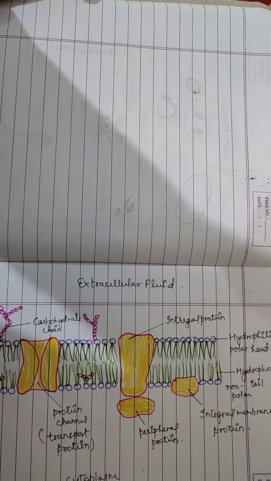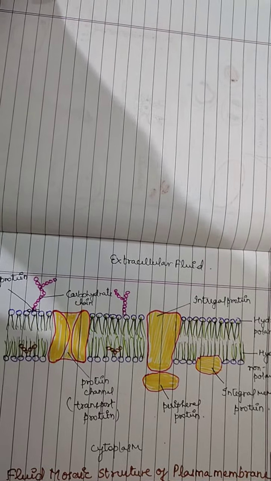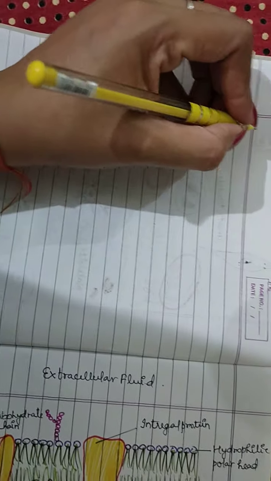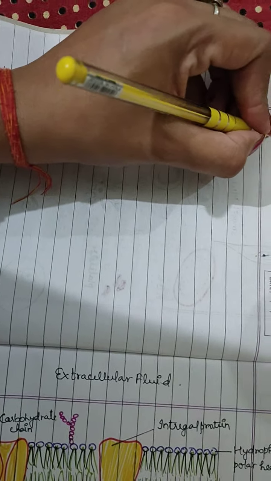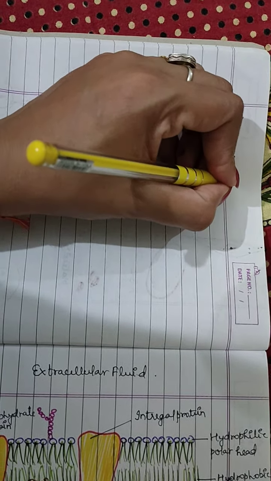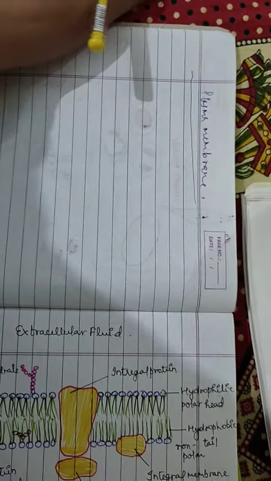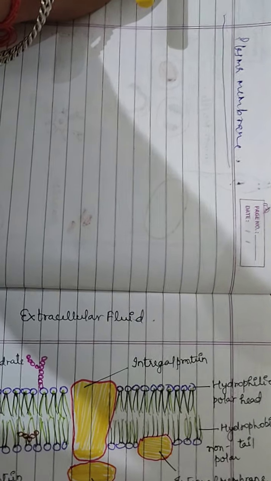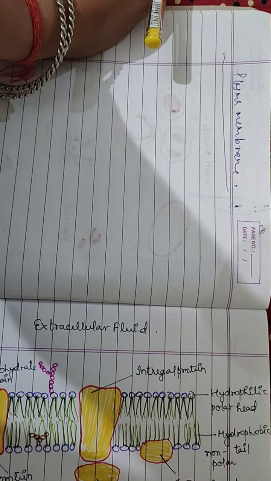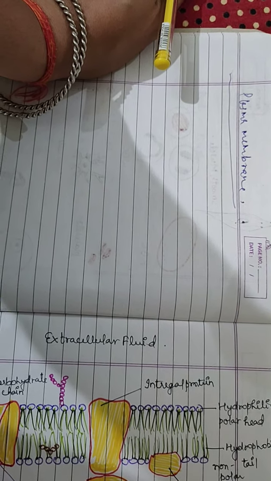Hello students, in this video I am going to tell you about the structure and function of plasma membrane. So this is plasma membrane, also known as cell membrane, and this is the outermost covering of the cell in case of animal cells and other microorganisms, but in plant cell it is after the cell wall.